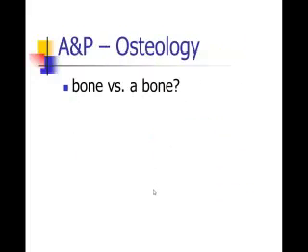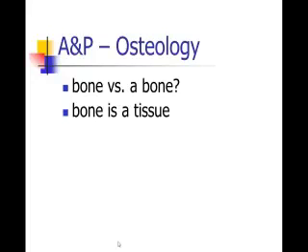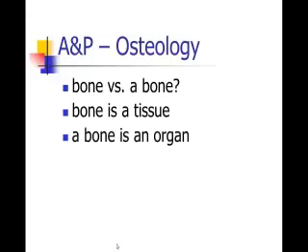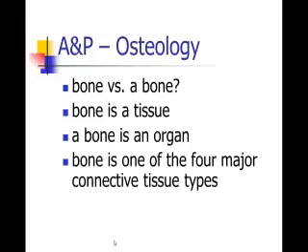Okay, so what's the difference between bone and a bone? Right, bone is a tissue. It's one of the major types of connective tissue. Remember, there was bone, cartilage, blood, and connective tissue proper. And a bone is an organ. Very good. Okay, and that would be like the humerus.